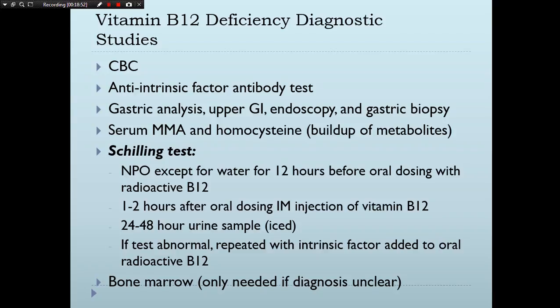So they want to see an elevation in the vitamin B12 in the urine, which means that the vitamin B12 was taken up in the ileum, or there was enough hydrochloric acid to help with the absorption. In the event that the urine for vitamin B12 is low, they might need to do a repeat test after they've given it with an intrinsic factor, just to see where they're at. In very unclear, very rare cases, they might need to do a bone marrow aspiration or biopsy.